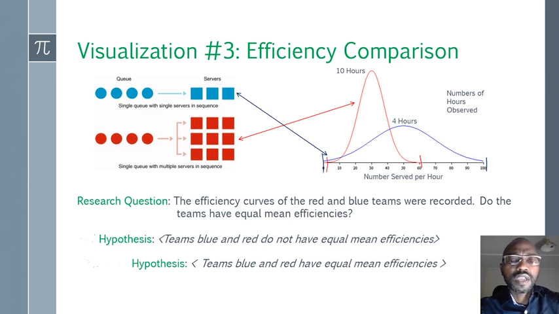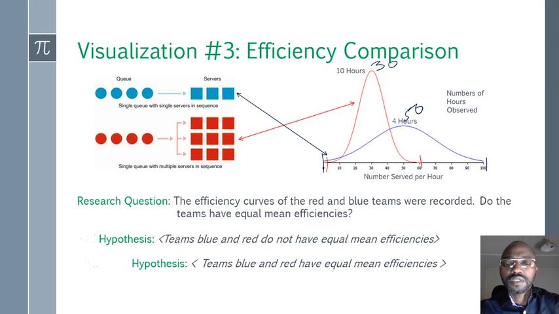Now, the research question states here that the efficiency curves of the red and blue teams were recorded. Do the teams have equal mean efficiencies? When we talk about mean, we're talking about the average. Now, the average here for the blue is 50. The average here for the red, don't forget it is between 60 and 0, is 30, right in the middle. So we know, looking at the picture there, that in response to this question, the teams do not have equal mean efficiencies.